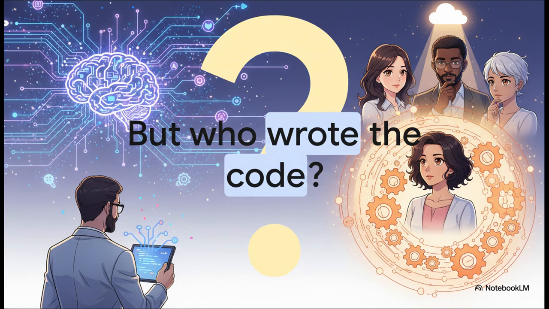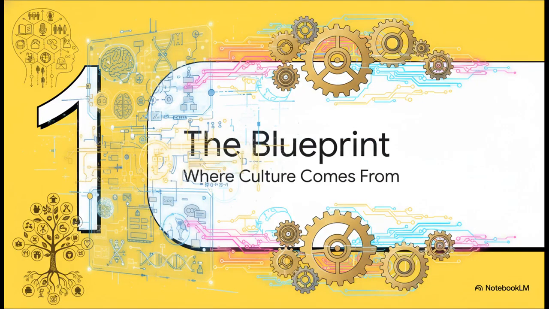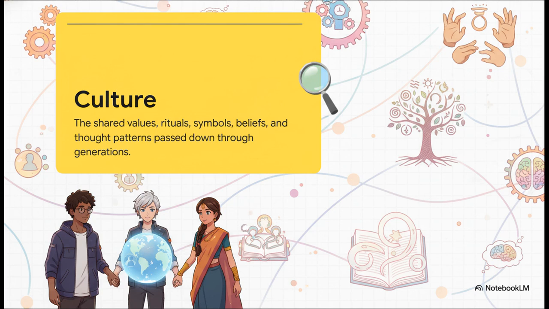If our culture is our mental software, then who wrote the original code? And how does it get installed in all of us? That's exactly what we're going to unpack right now. All right, so to understand the code, we first have to look at the blueprint. We're going to explore the really deep roots of how this incredibly complex software gets built for every single society on Earth. So what is culture, really?